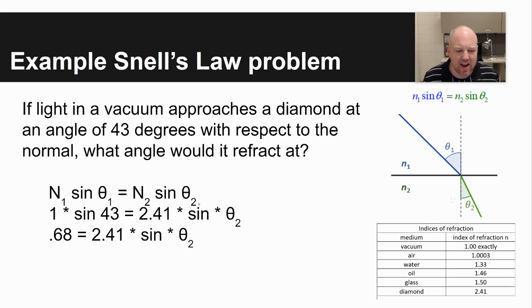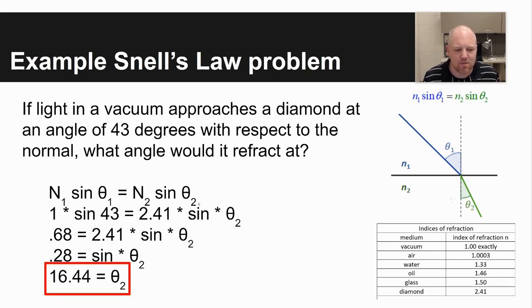Next, I'm going to divide each side of the equation by 2.41 to eliminate that on the right side of the equation. So 0.28 is equal to sine theta 2. Then I'm going to hit the sine to the -1 button on my calculator to give me my angle of refraction, which is 16.44 degrees. Again, it's important to hit that DEG button or that D button on your calculator so you're in degrees and not radians, if you're dealing with degrees.